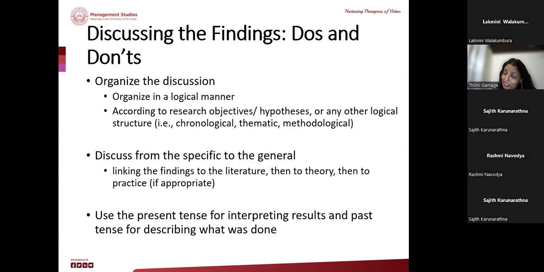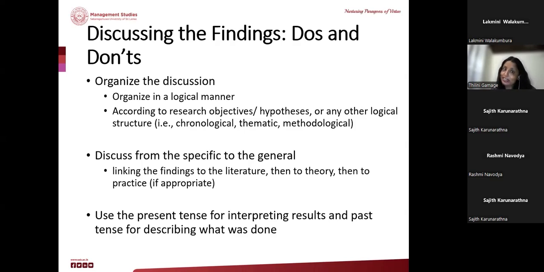So always, before you start writing the discussion, please have a sketch of how you should structure it. There are various ways that you can do that. These are just suggestions. I do not want you to follow them as they are, but these are suggestions that you can consider when you're structuring the discussion section of your dissertation.